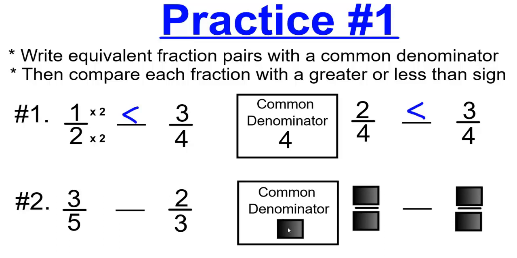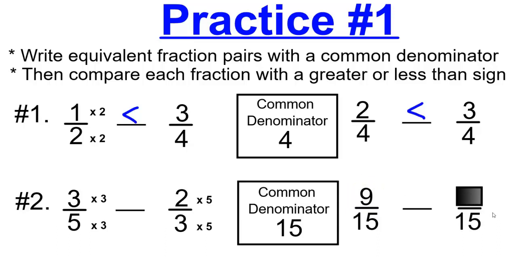For number 2, common denominator to 5 and 3 is going to be 15. And to get from 5 to 15, you multiply by 3, which means you multiply the numerator by 3. To get from 3 to 15, you multiply the denominator by 5, which means you multiply the numerator by 5 as well. 5 times 3 is 15. 3 times 3 is 9. 3 times 5 is 15. And 2 times 5 is 10. 10/15 is greater than 9/15. Therefore, 2 over 3 is greater than 3 over 5.